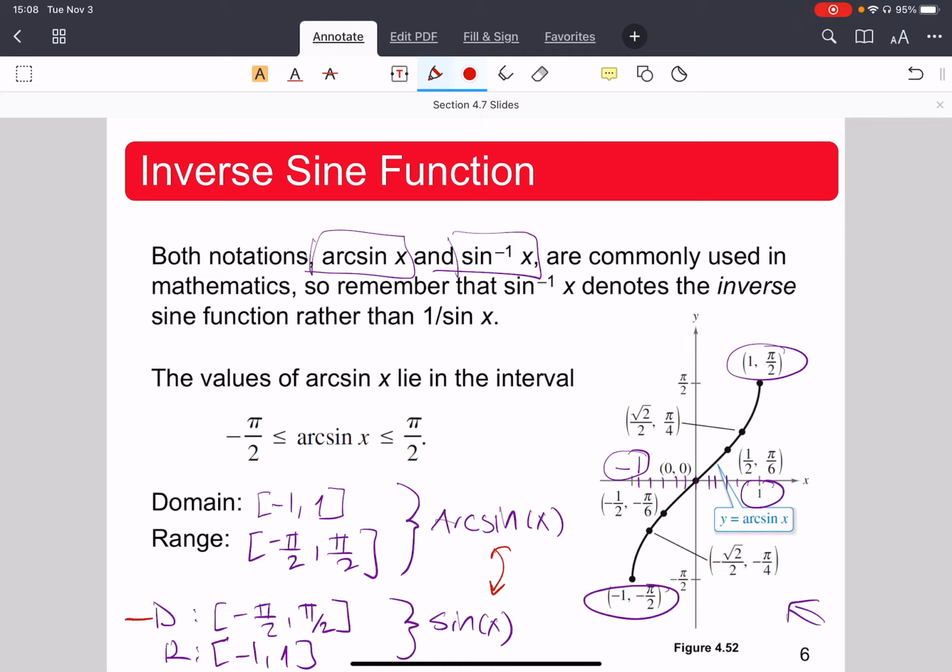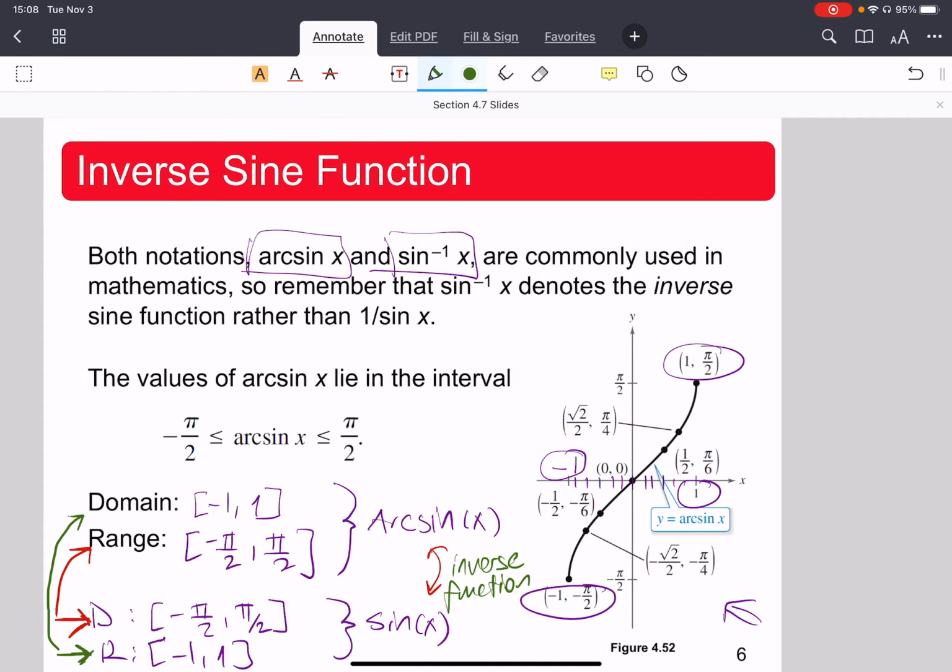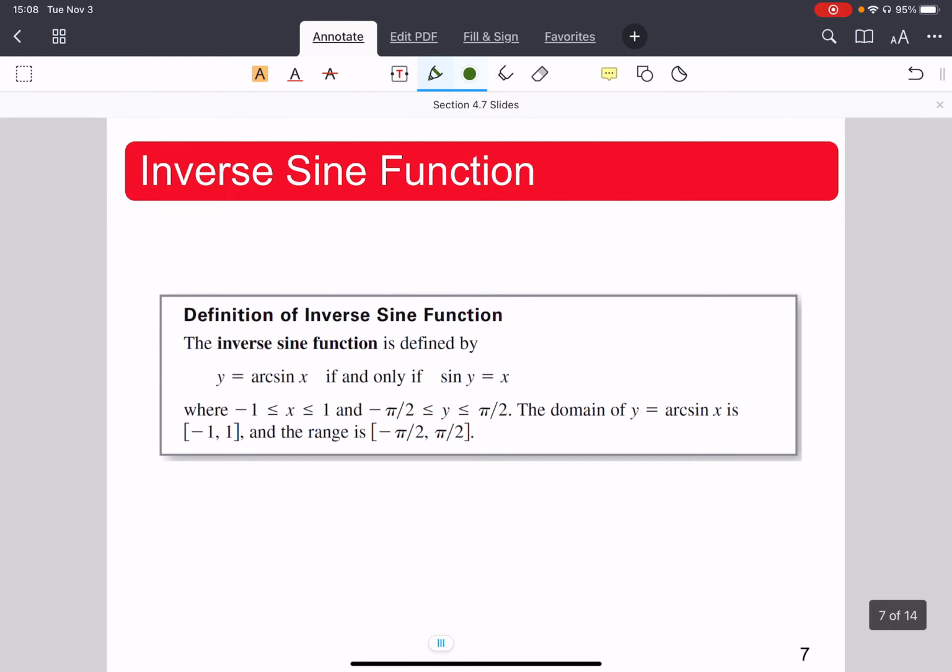So the domain for sine becomes the range of arc sine, and the range for regular sine, which is -1, 1, becomes the domain of arc sine. Because these are inverse functions, we have that inverse relationship going on. So the input of one becomes the output of the other. Same idea that we saw before. Here I have the formal definition that you can read.